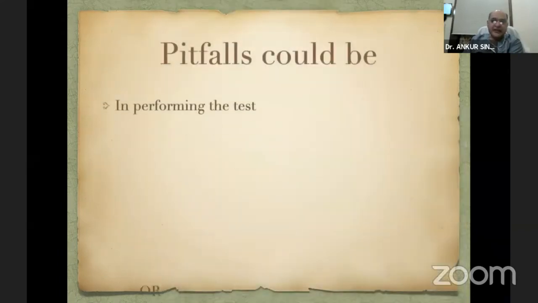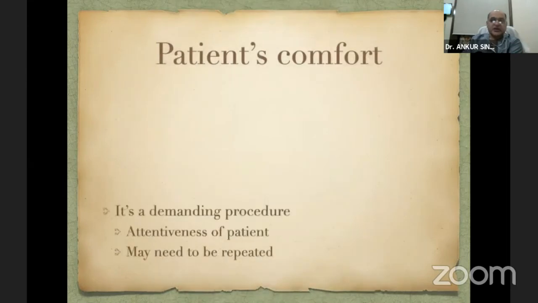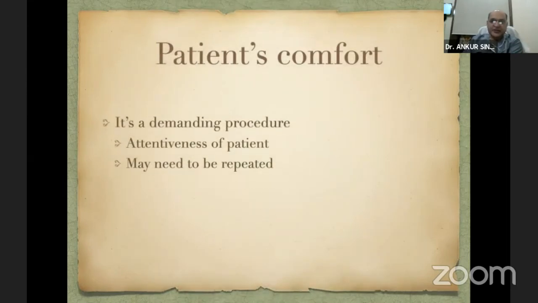Now, pitfalls can be in performing the test or in interpretation. Ophthalmologists should be smarter than the machine and at least smarter than the perimetrist. Look for the patient's comfort. Explain to the patient that it is a demanding procedure. It is based upon the attentiveness of the patient.